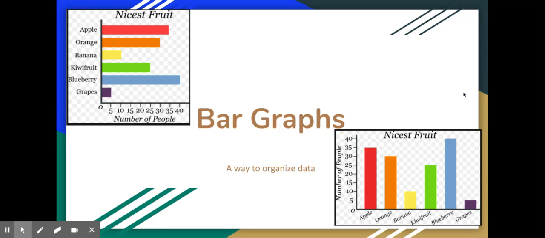bar graphs. I know that most of you have seen these before. Maybe you've even made some yourself before. So we're just going to review today how we do that.